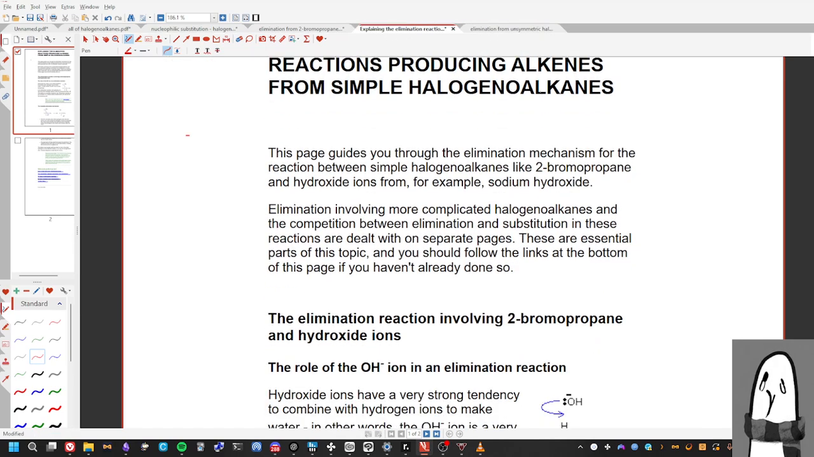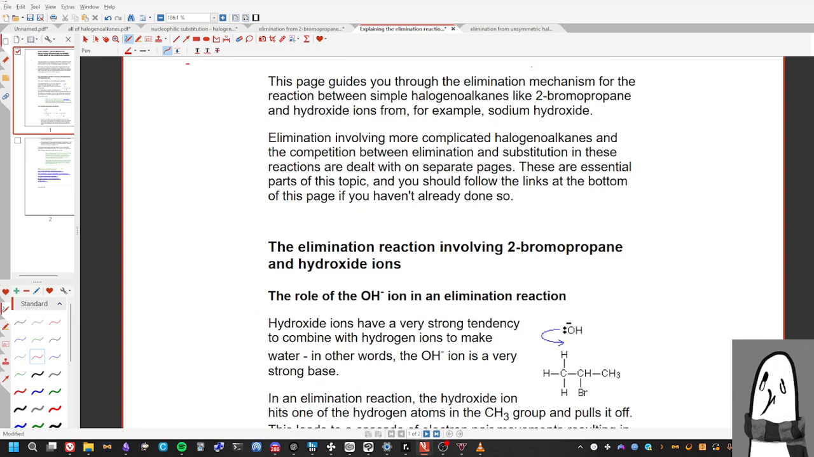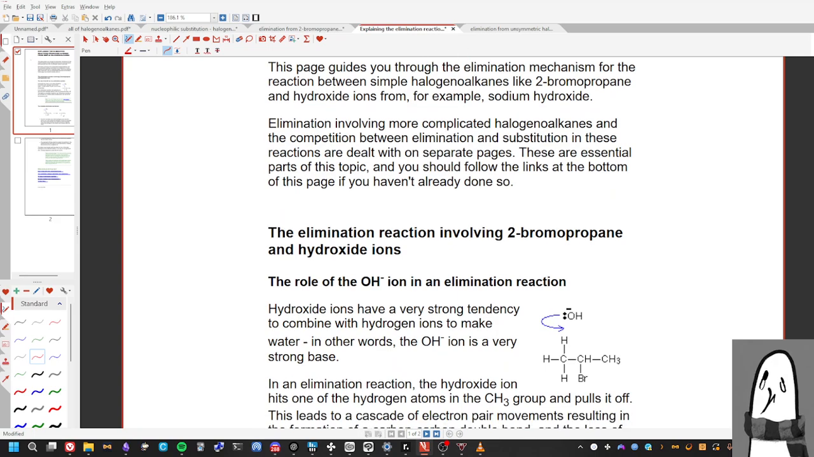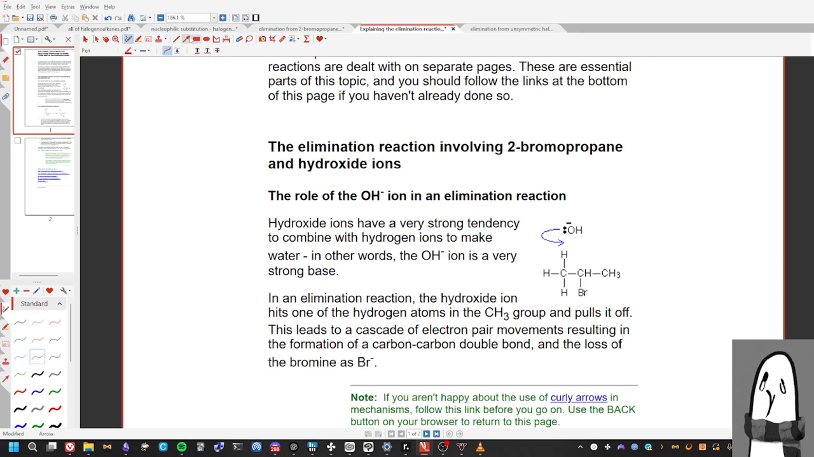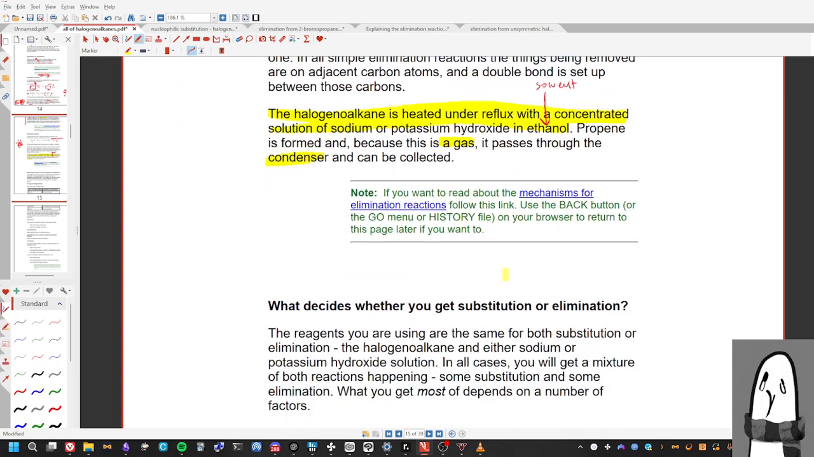Yeah, explaining it. So this goes through the elimination mechanism. Elimination involves more complicated halogenoalkanes, and competition between elimination and substitution. These reactions are dealt with on separate pages. So understanding when one happens compared to the other is another point of this entire topic.